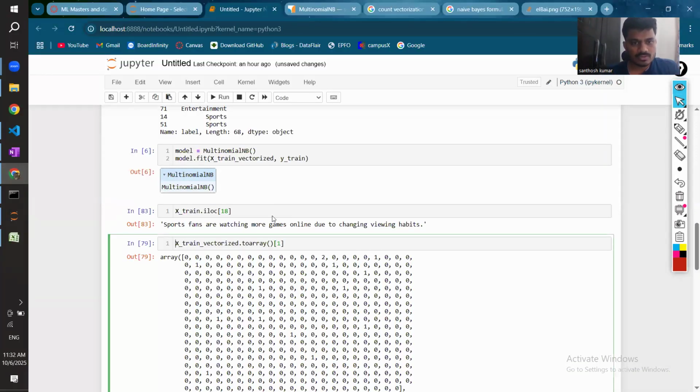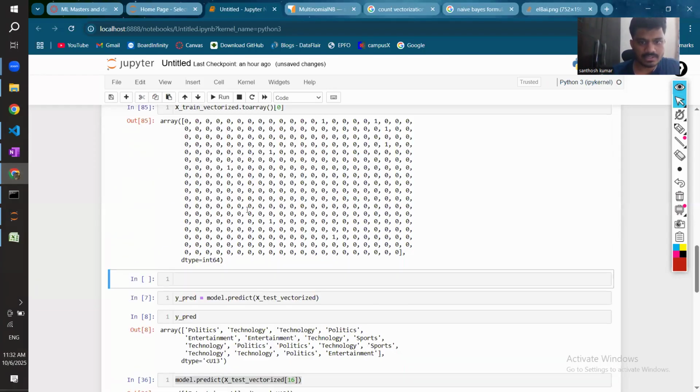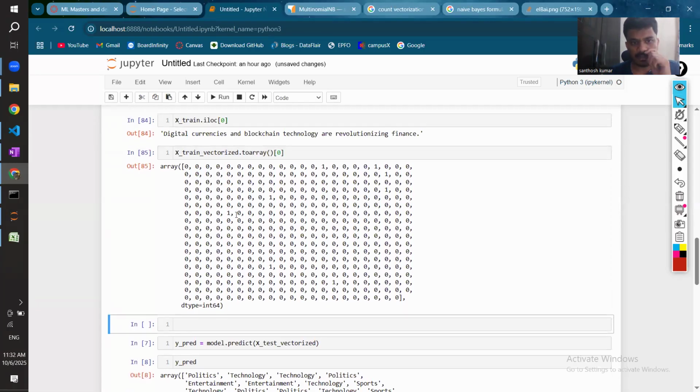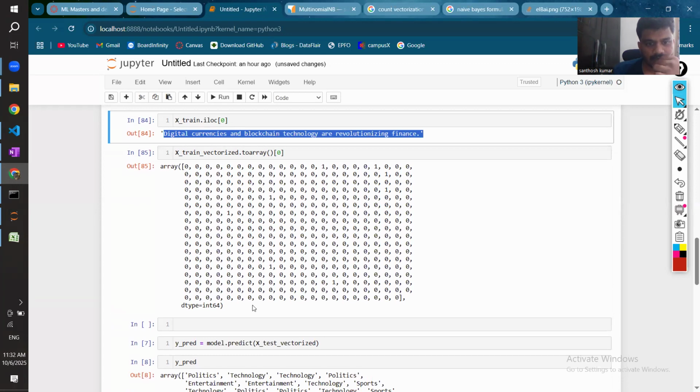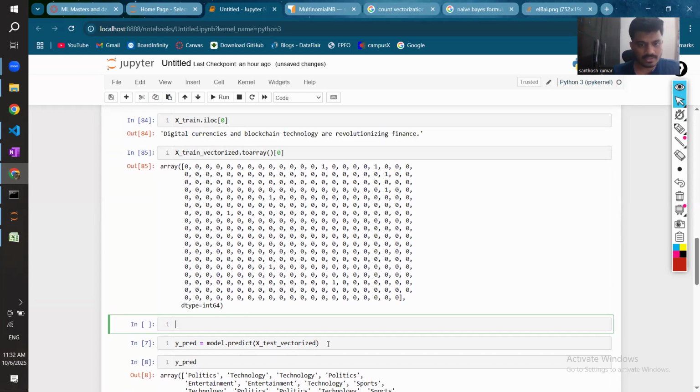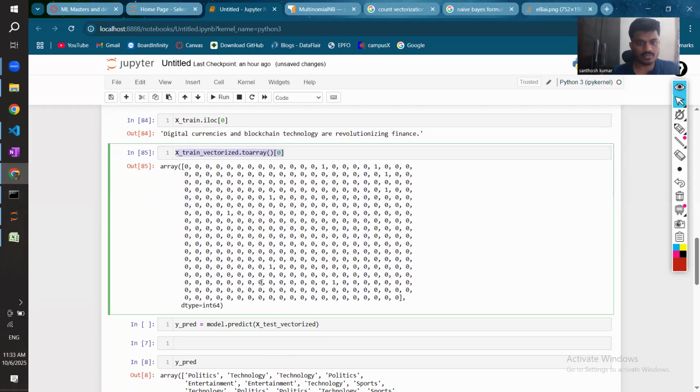Now my point is, my X train of 0 is this, and its corresponding vector is this. I know this is technology. Now if I pass this, I am calling model.predict on my X train vectorized of 0.